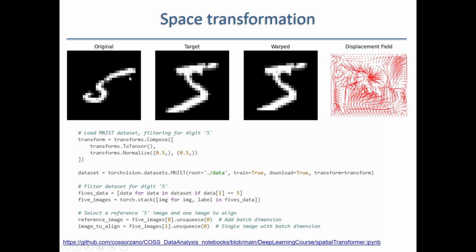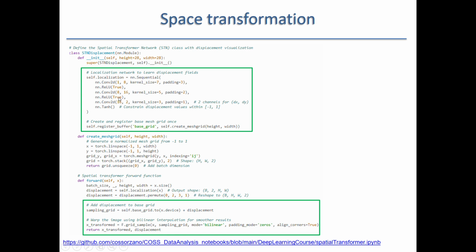So let's say that we have an original image, we have a target image, and we have how this original is warped into the target. And for that, the network has to predict the displacement field. Here what we have are the main parts of it, this spatial transformer network.